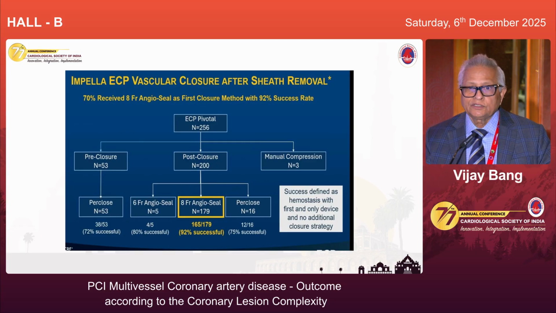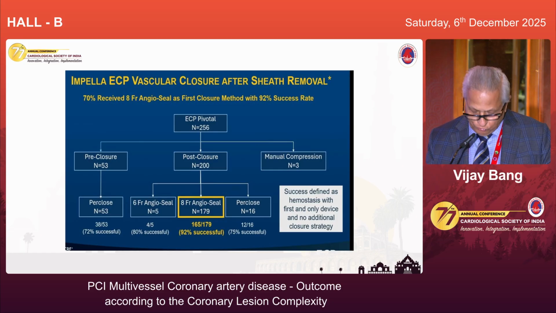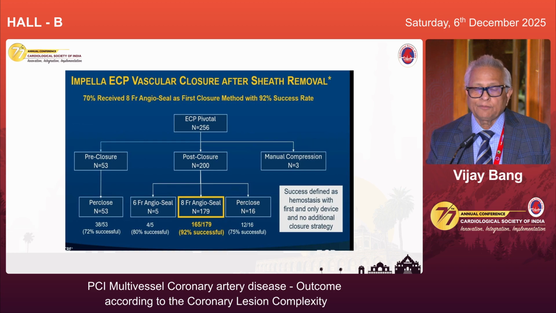What is the advantage? It is 9 French, but can pass through a 7 French sheath and can be closed by Angio-Seal with a success rate of 92%. So this becomes handy for use in patients who really require hemodynamic support and have a low EF and good reserve.